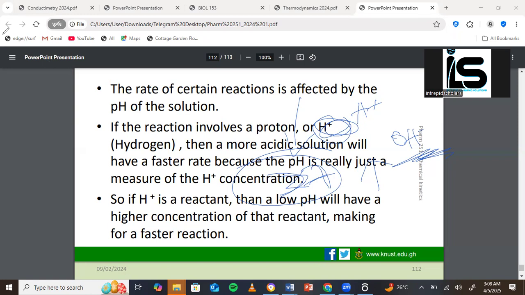So we can read what we have here. We said if the reaction involves a proton or H plus, then a more acidic solution will have a faster rate because the pH is really just a measure of the concentration of hydrogen ions. So if the H plus is a reactant, then a low pH will have a higher concentration of reactant, making the reaction faster, right? Very simple.